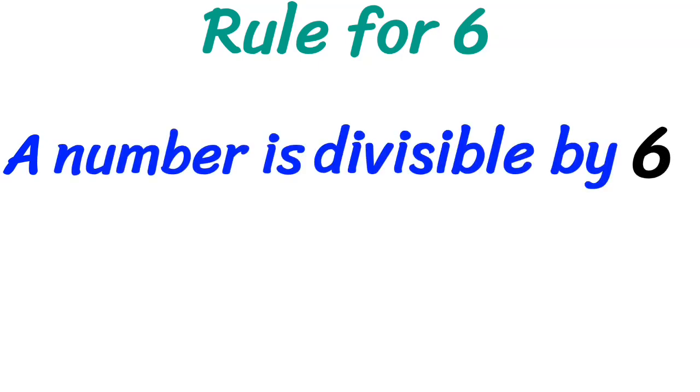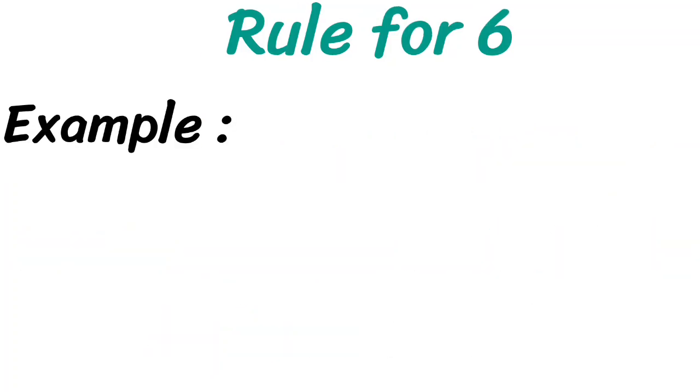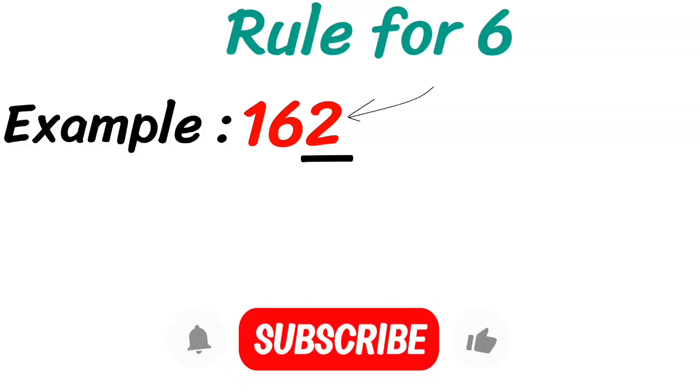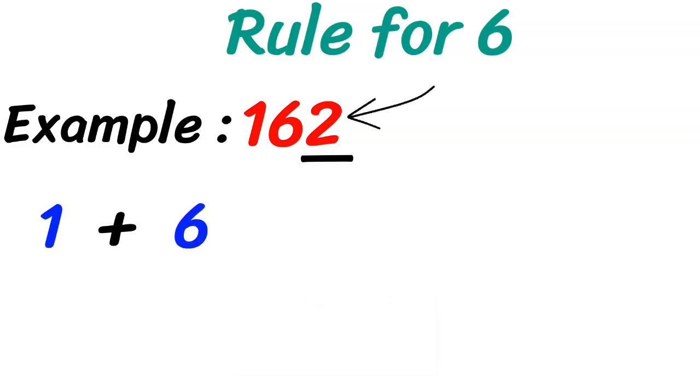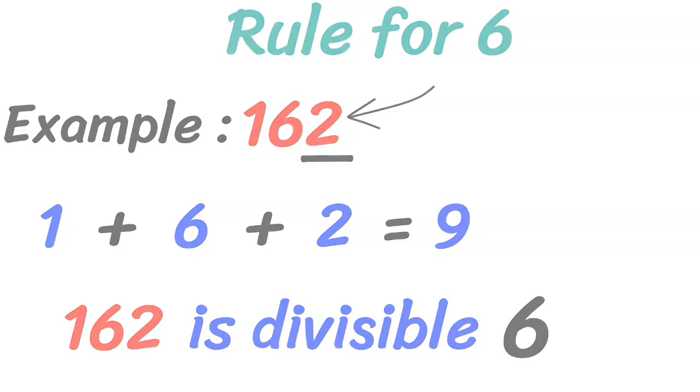Rule 6. This is a combo. A number is divisible by 6 if the number is divisible by both 2 and 3. Example, 162. It is divisible by 2 because it is even. The digits add to 9, so it is divisible by 3. Therefore, 162 is divisible by 6.